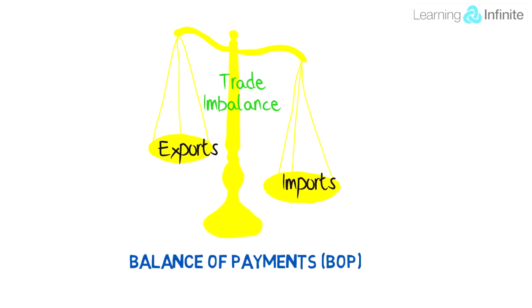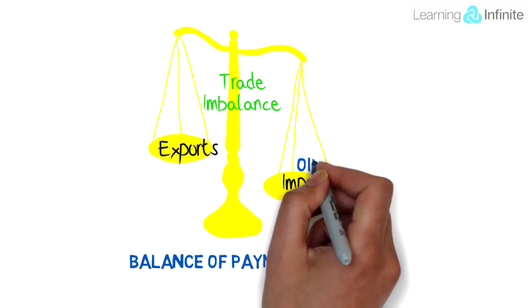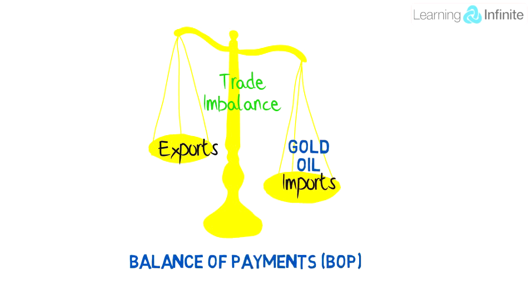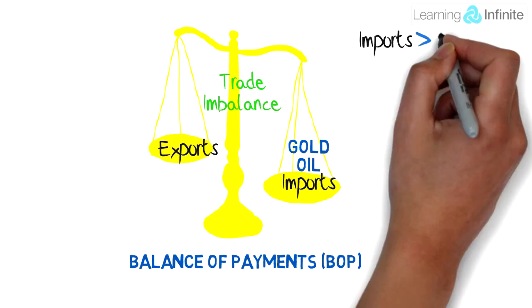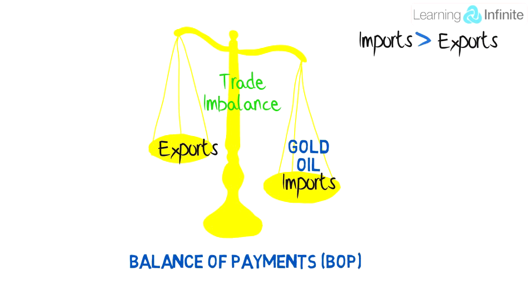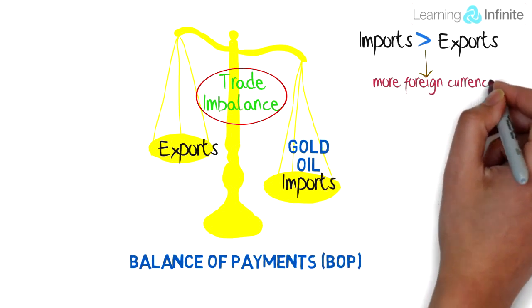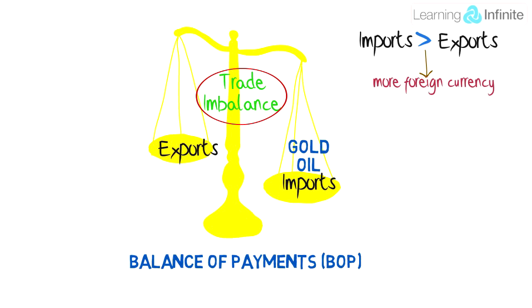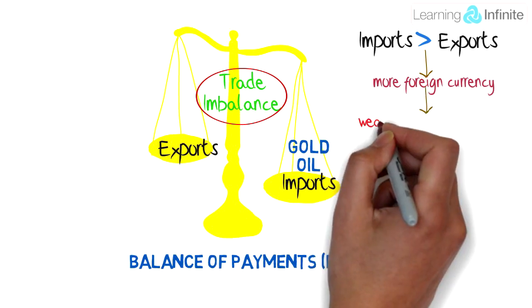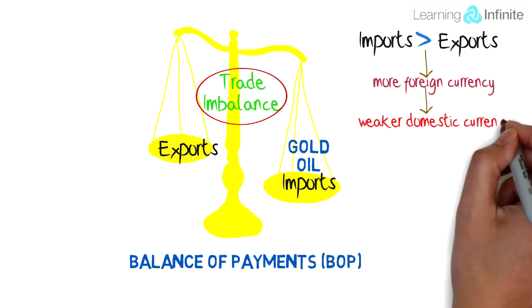Since independence, India's imports, largely oil and gold, have far exceeded its exports. When imports exceed exports, there is a trade deficit or the balance of payments is negative. When this happens, it increases demand for foreign currency in the country. This excessive demand for the foreign currency pushes up its value vis-a-vis the domestic currency, which weakens.